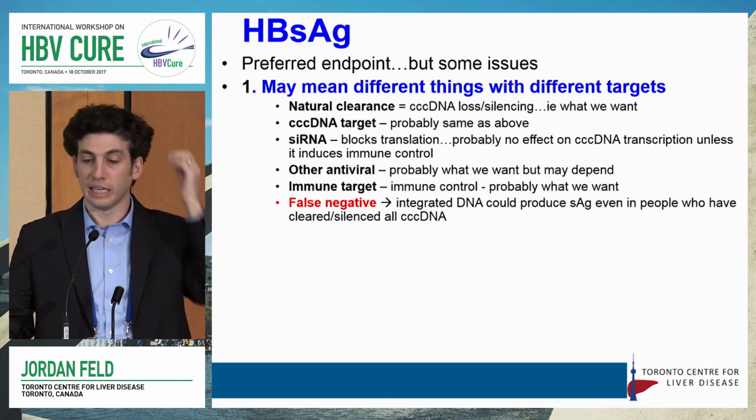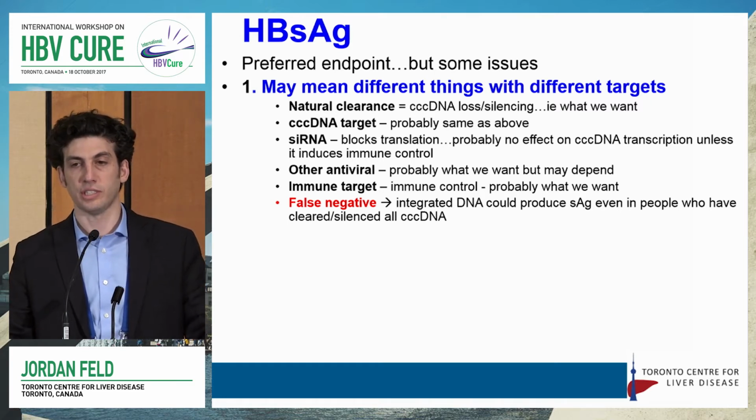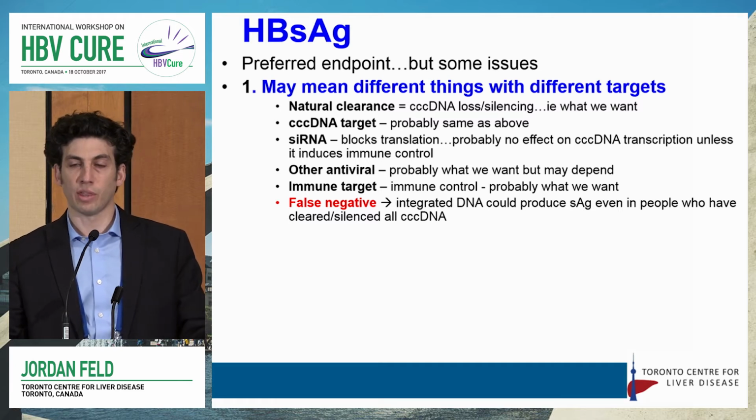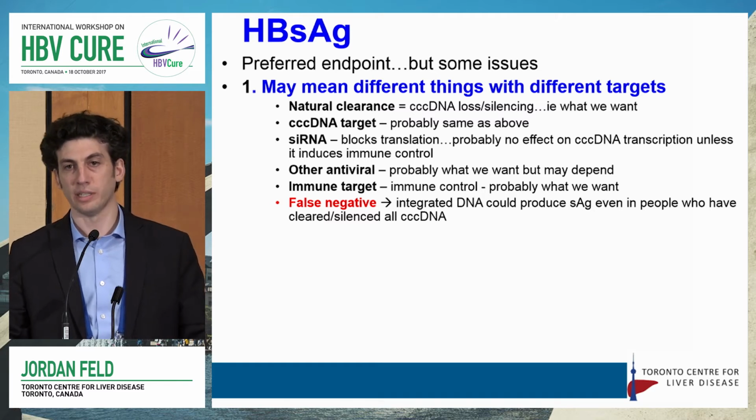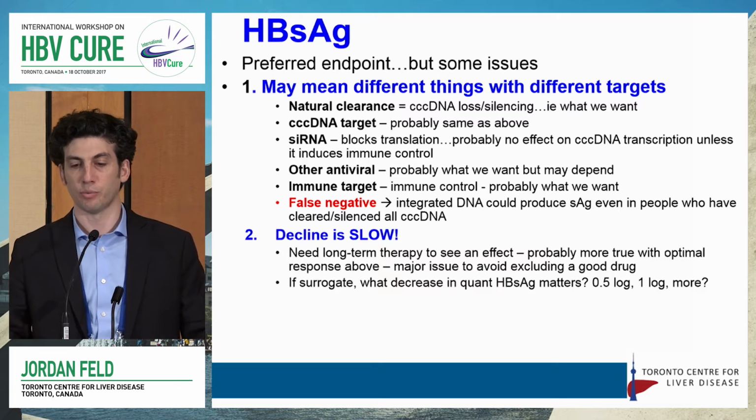If you have integrated DNA producing surface antigen, even in people who have cleared or silenced all cccDNA, someone who's E negative with undetectable DNA may still be surface antigen positive in their serum. You come to the conclusion they didn't respond when in fact they've actually cleared or silenced all cccDNA in their liver. And this is again a problem for just interpreting results.